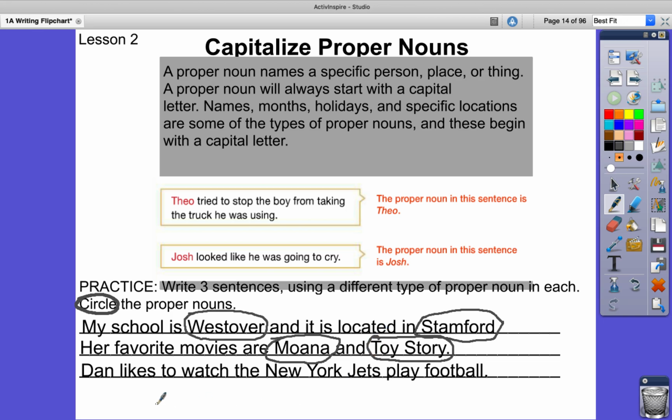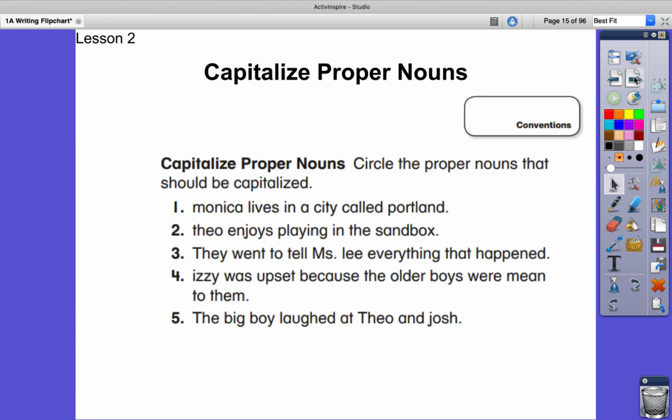Let's look at the last example together. This says, Dan likes to watch the New York Jets play football. Okay, so I'm going to go back to the beginning. Dan, that's the name of a specific boy. So I'm going to circle Dan. I need a capital D. He likes to watch the New York Jets play football. Okay, so New York needs to be capitalized. That is a place. And the Jets, that is the name of a specific football team. Okay, so we should have those proper nouns circled.